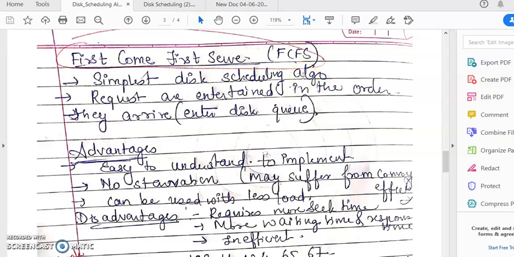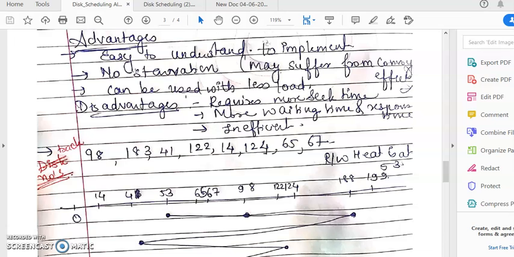The first algorithm for disk scheduling is first come first serve. As the name suggests, it is the simplest disk scheduling algorithm. The request which has come first will be served first. Now we'll go directly to an example.